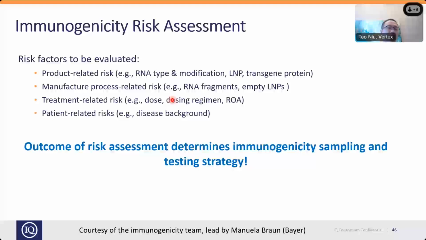So I'll move on to briefly talk about the immunogenicity. Like I said, this entire field is evolving, and we are learning what kind of factors can contribute to immunogenicity. As you see, product-related risks such as RNA cap modifications, lipid nanoparticles, or the expressed protein can all give you immunogenicity risk. Process-related risk can also give you immunogenicity issues, such as RNA fragments or empty LNPs. Third, treatment-related risks, such as dosing regimen and route of administration. And lastly, patient-related risk, such as disease background, and the outcome of the risk determines the immunogenicity sampling and testing strategy. Also, I would like to acknowledge Manuela. She's leading the immunogenicity team for this particular topic.